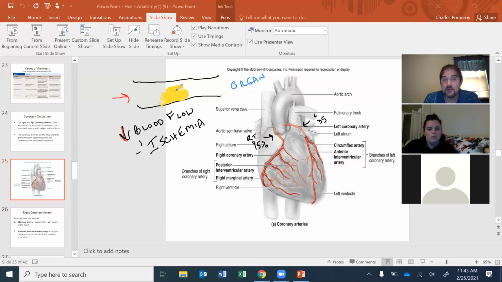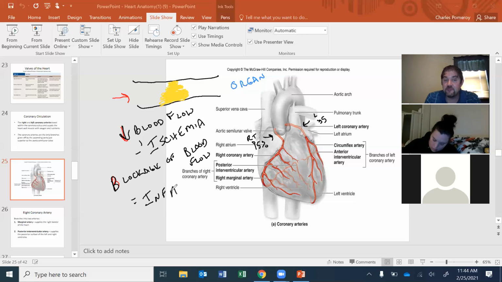Now there gets a point where it's so clogged that the blood can't get through. Whenever you have a complete blockage of blood flow, not just a reduction, but a complete blockage of blood flow, that's called an infarction. So ischemia is reduced blood flow. Infarction is a complete lack of blood flow. The blood is blocked from getting where it needs to go.